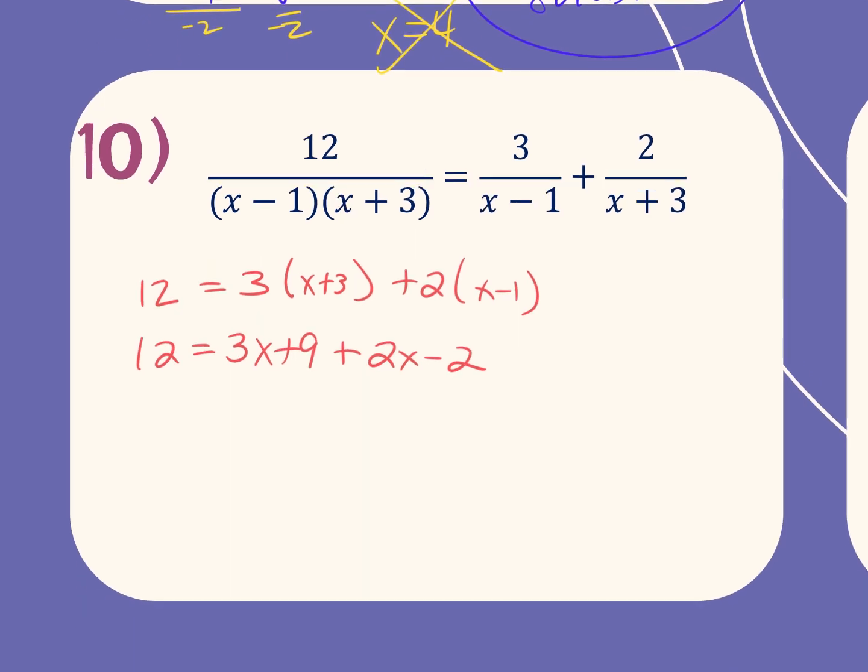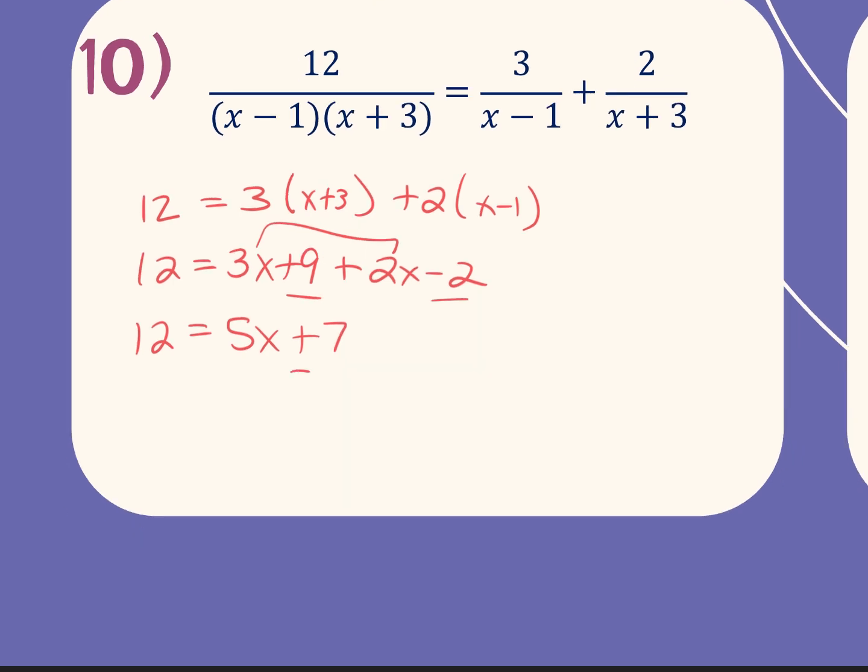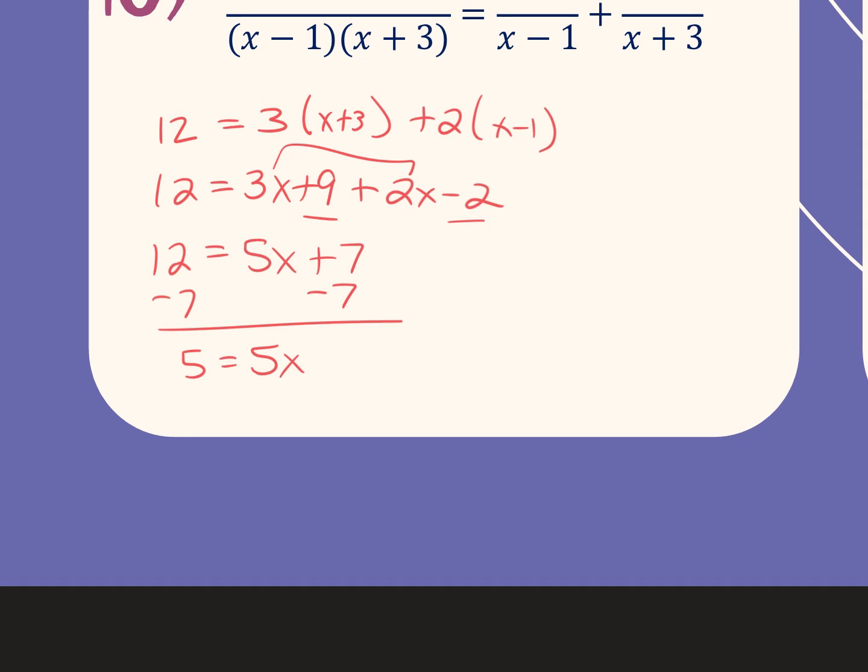Everybody agree? All right, so 12 equals, 3 and 2 is going to give me 5x. 9 minus 2 is going to give me plus 7. So I'm going to subtract 7 from both sides. Ooh, is this what I usually like to do? No. That actually makes my skin crawl a little bit. I know I'm a weirdo. So now I divide both sides by 5, and I get x equals 1.